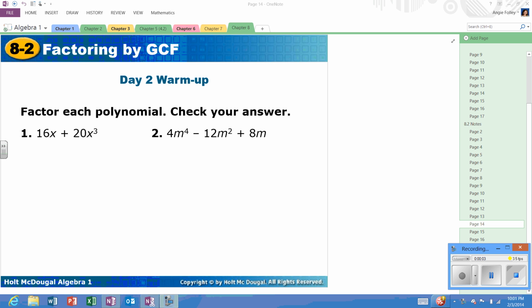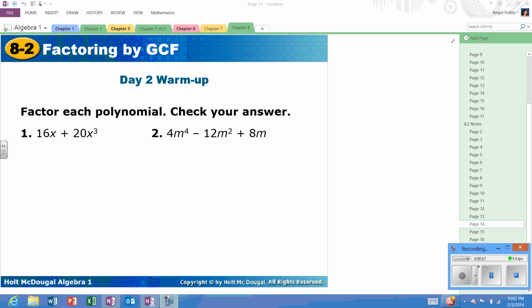All right, guys, this is Algebra 1, Lesson 8.2, Part 2. So this is day 2 of our section 8.2 notes. In the last section, we looked at finding the greatest common factor that we can pull out of a polynomial. So we're going to start with that in our warm-up. So we want to factor out the polynomial using the greatest common factor.